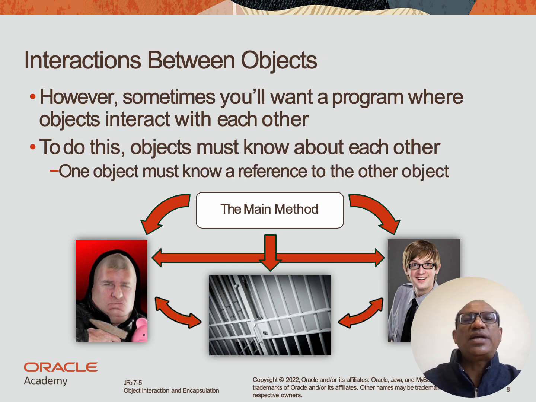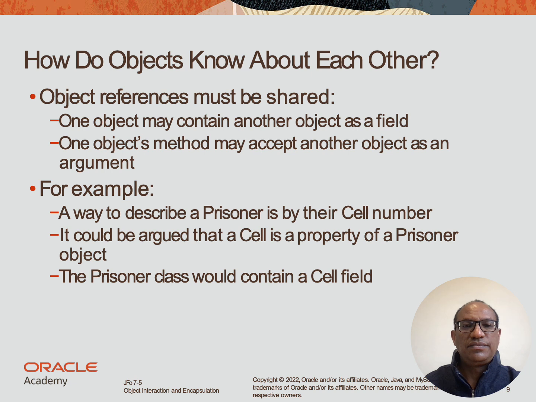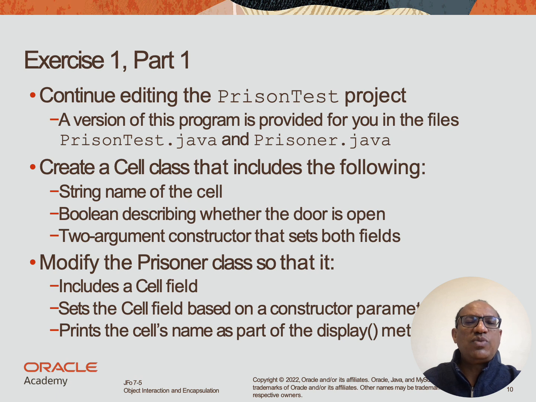Sometimes you want objects to interact with each other. For that to happen, one object needs to know a reference to another, either as a field or by receiving it as a method parameter. In exercise 1 part 1, let's try that. Continue working on your prison test project. Create a cell class with a string name, a boolean is open, and a 2 argument constructor. Then update the prisoner class to include a cell field. In the display method, print the prisoner's name and their cell name.